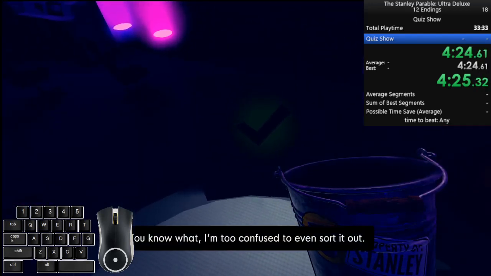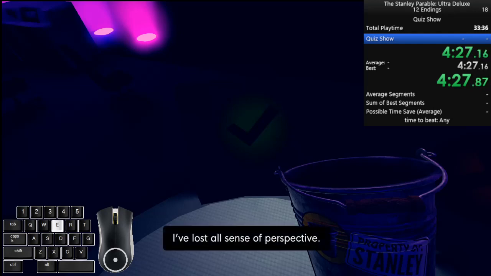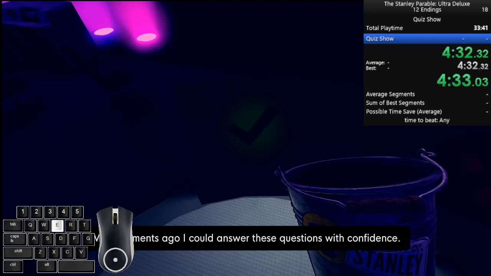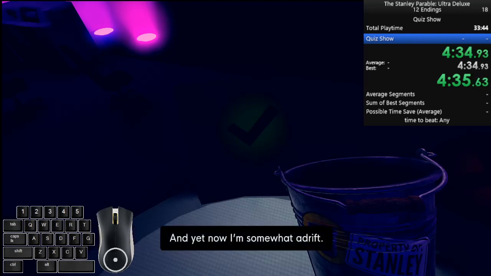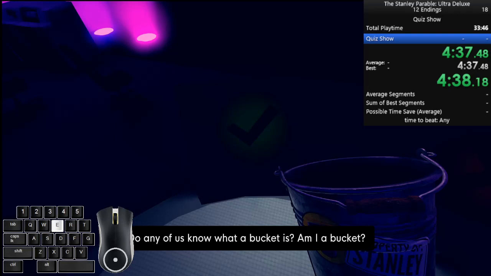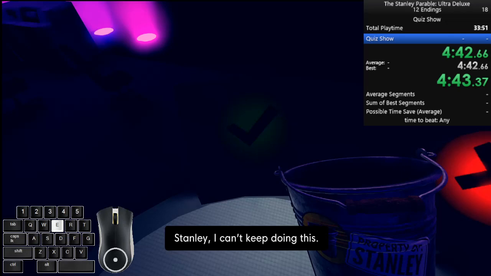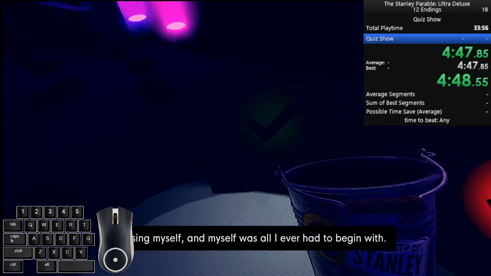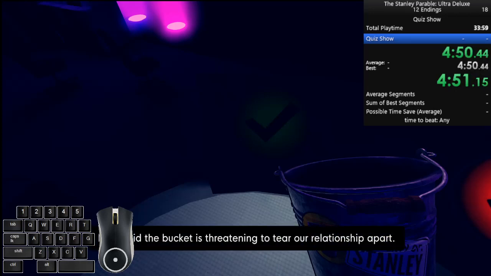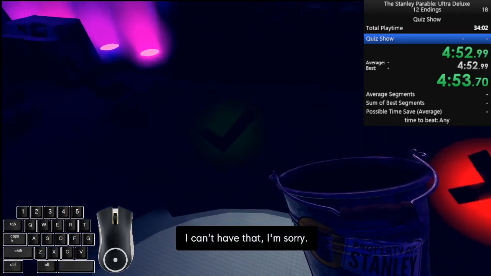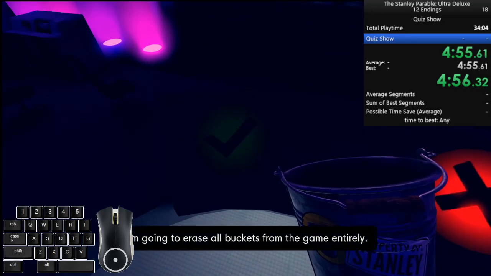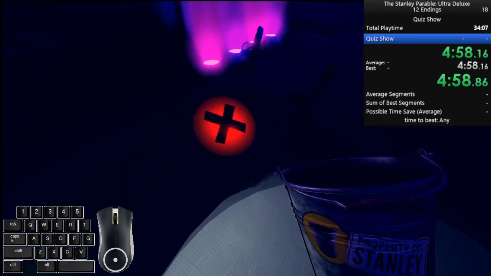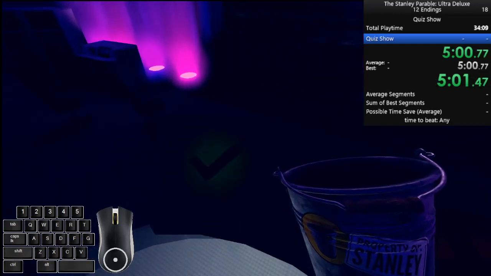You know what? I'm too confused to even sort it out. I've lost all sense of perspective. What is a bucket? What isn't a bucket? Mere moments ago I could answer these questions with confidence, and yet now I'm somewhat adrift. Do any of us know what a bucket is? Am I a bucket? Stanley, I can't keep doing this. I'm losing myself, and myself was all I ever had to begin with. I'm afraid the bucket is threatening to tear our relationship apart. I can't have that. I'm sorry. But I'm going to erase all buckets from the game entirely. Okay, here we go.